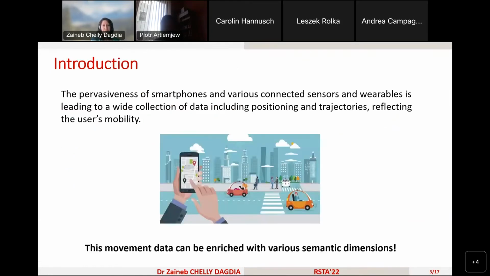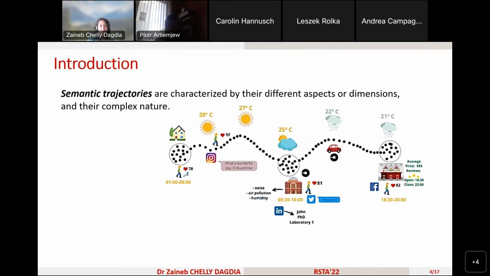the opportunities. So as you know, today we are living in an era where we have large amounts of data which are collected from different smartphones, various connected sensors, and wearable devices. And these data include positioning and trajectories reflecting our mobility, the user's mobility. But this movement data can still be enriched with other aspects, other dimensions, which are the semantic dimensions.